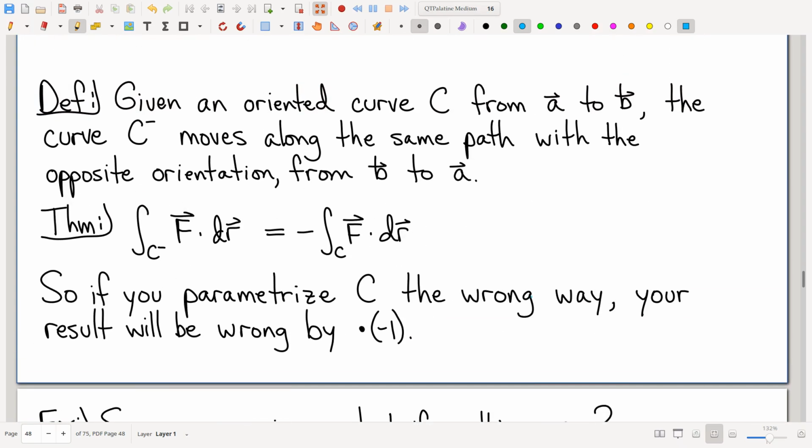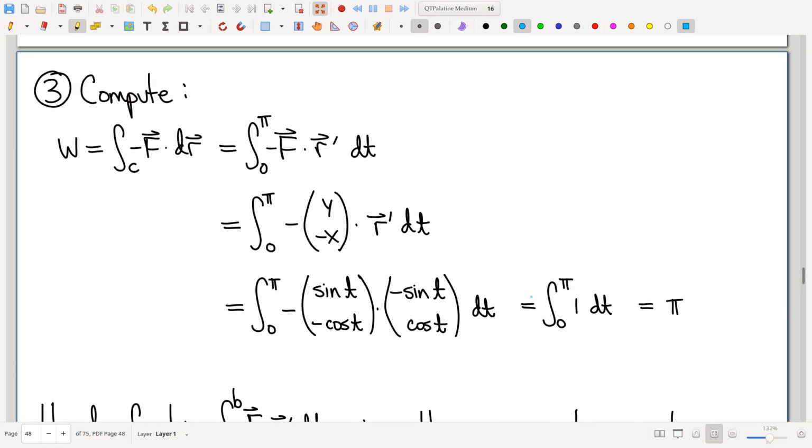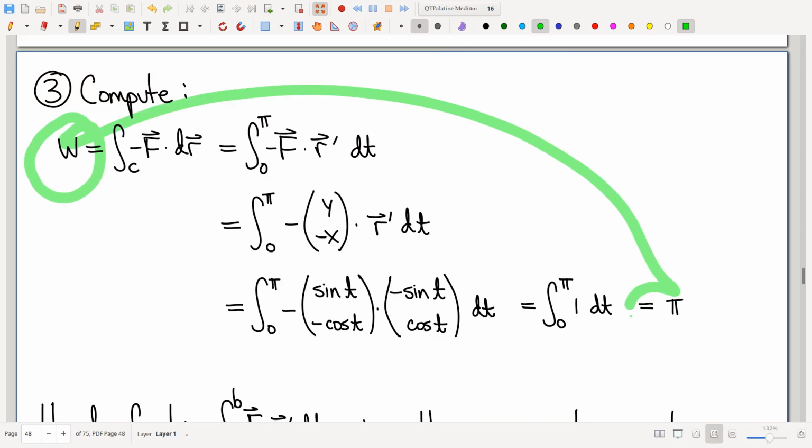uses this theorem. This theorem says, look, if you go the opposite direction, just throw a minus sign on there and you're good. We've already gone the wrong direction. We've already computed the amount of work that it takes to go counterclockwise. We already know that counterclockwise work is pi.